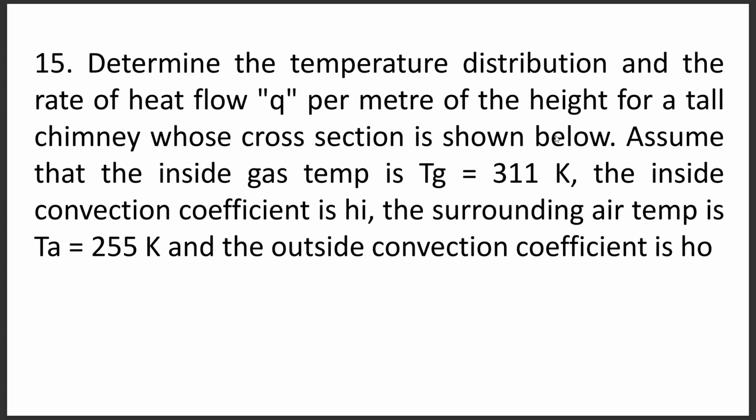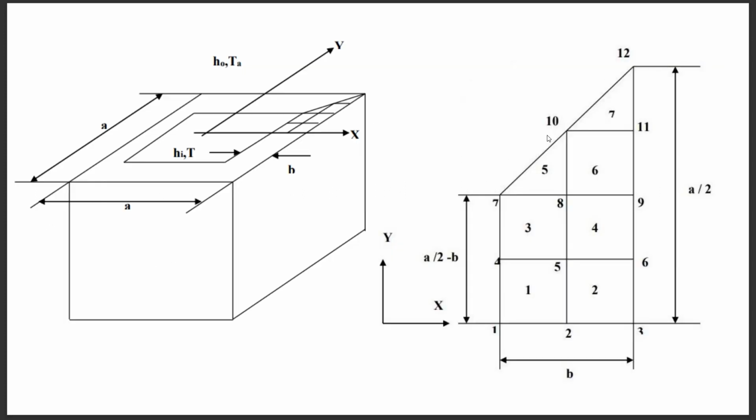Determine the temperature distribution and the rate of heat flow per meter height of a tall chimney whose cross-sectional area is shown in the figure. Assume that the inside gas temperature is 211 Kelvin. The convective heat transfer coefficient inside is 68.14 watt per meter square Kelvin. The surrounding air temperature is 255 Kelvin and the outside convection coefficient is 17.04 watt per meter square Kelvin. Let us see the drawing. This is the drawing, right?